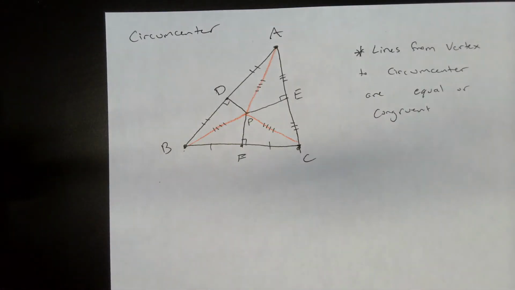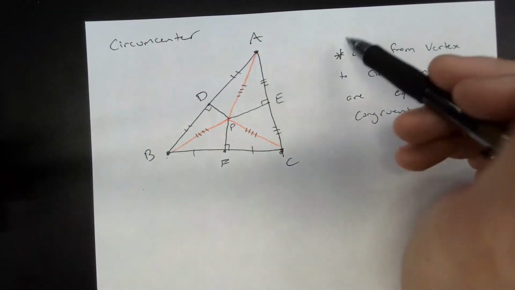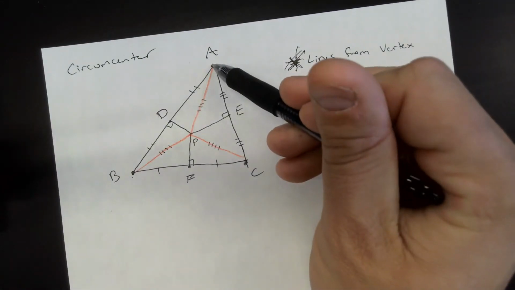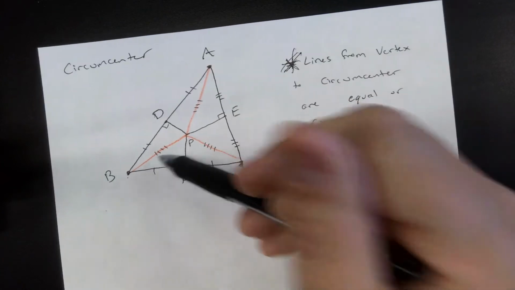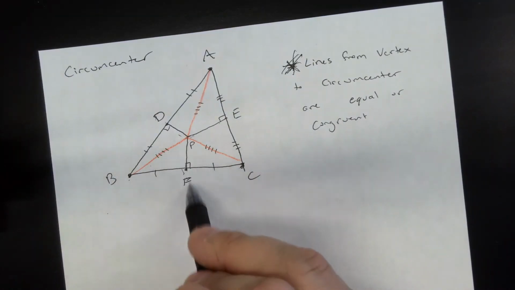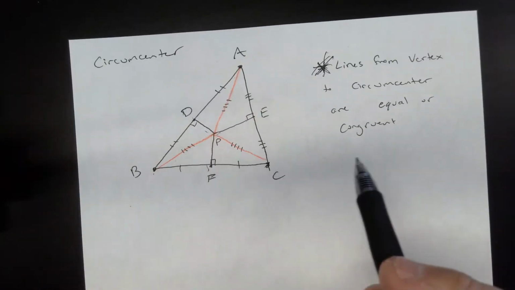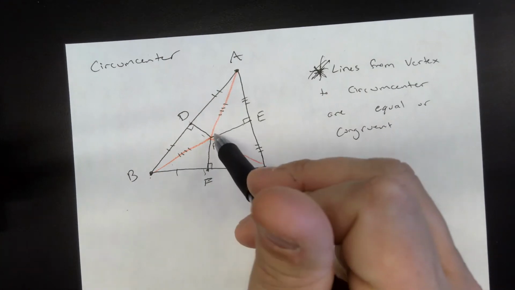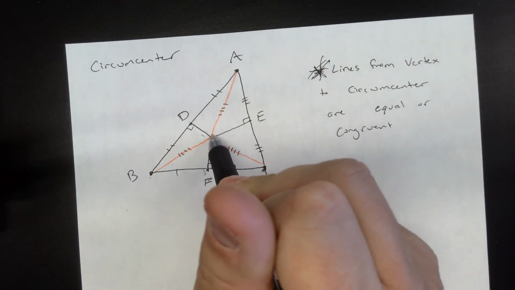Now, this is important. You have to be able to identify first that this is a circumcenter problem, and then you have to know, okay, if it's circumcenter, that's extremely important. Vertex to the circumcenters are all the same. These lines are not the same. So like EP, DP, and FP are not the same. Okay, but vertex to the circumcenter are.